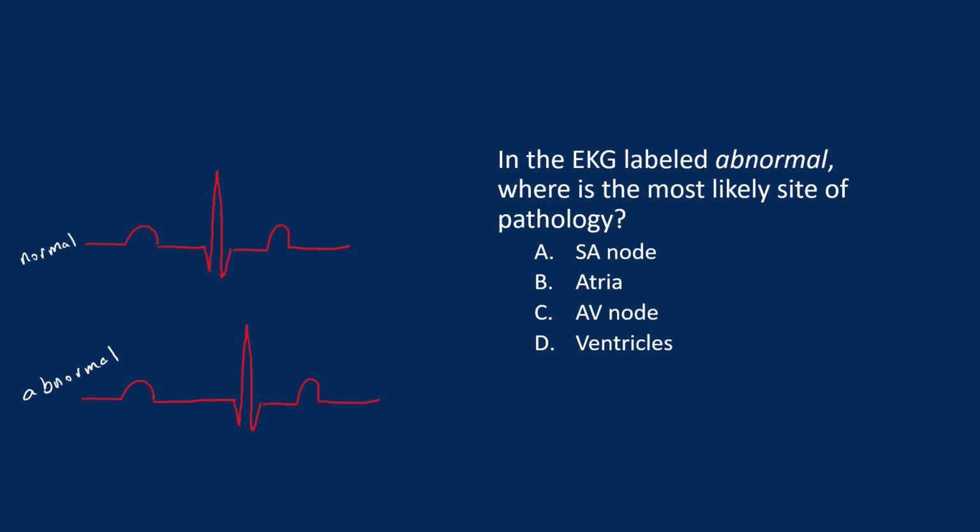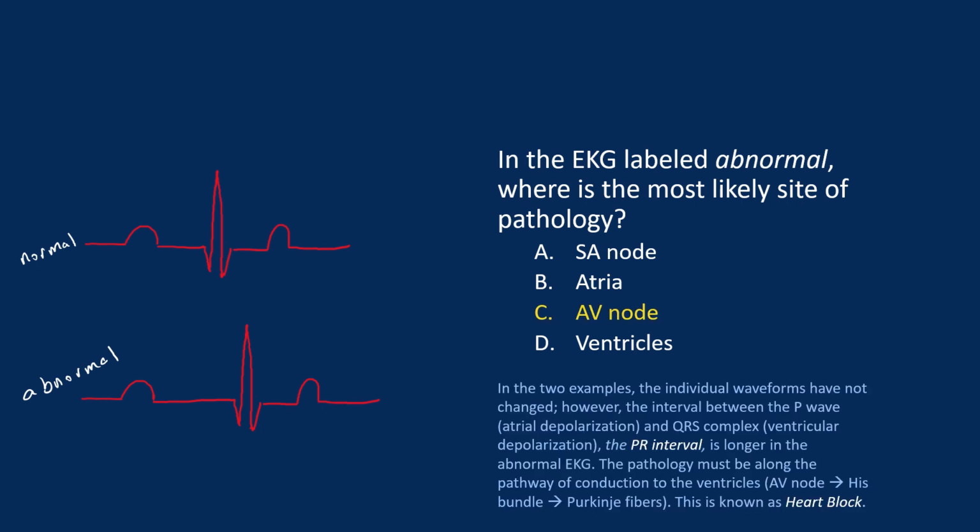So let's take what we've learned so far. I've drawn on the left a normal EKG, and below it an abnormal EKG. So in the EKG that I've labeled abnormal, where do you think the most likely site of pathology is? Take a moment, pause, think about it. So in this case, the site of pathology would be at the AV node.